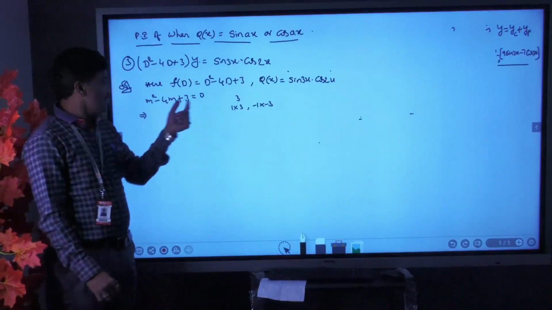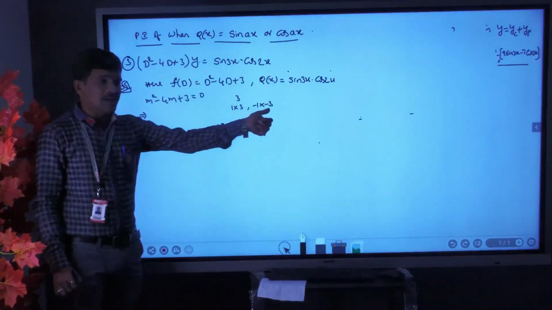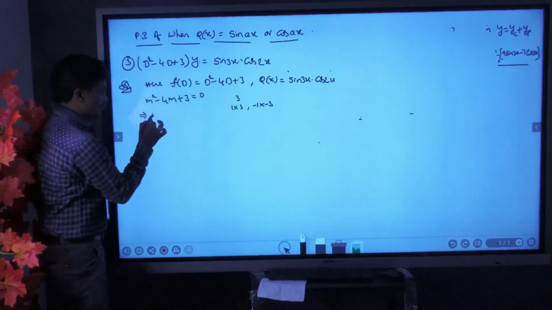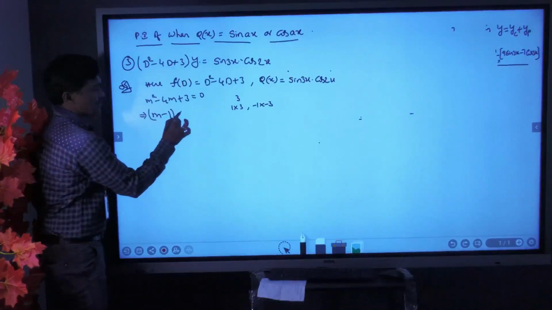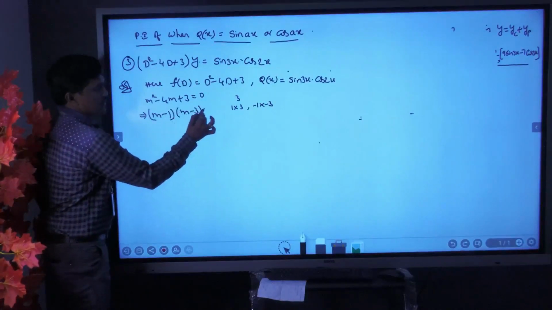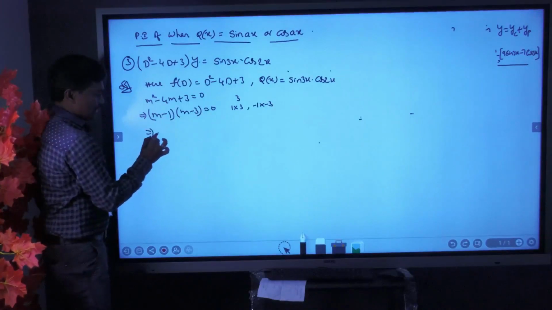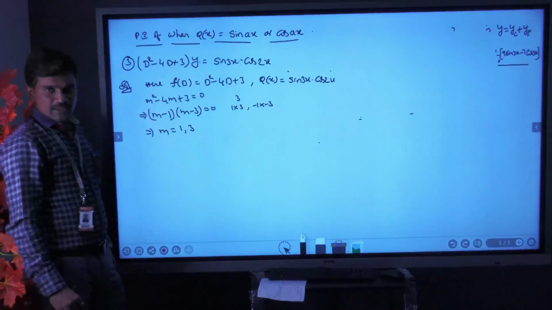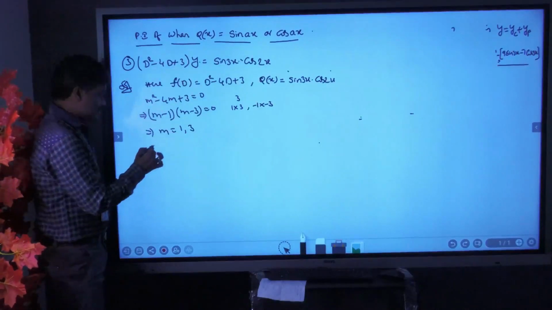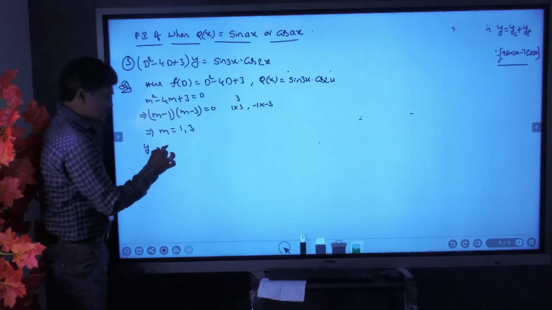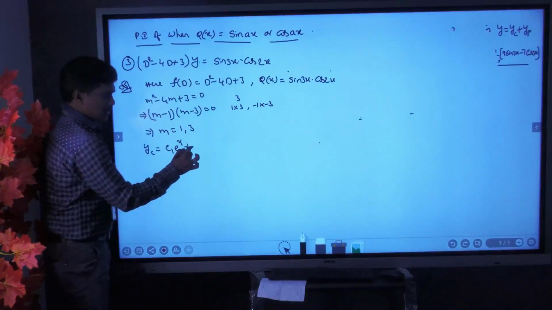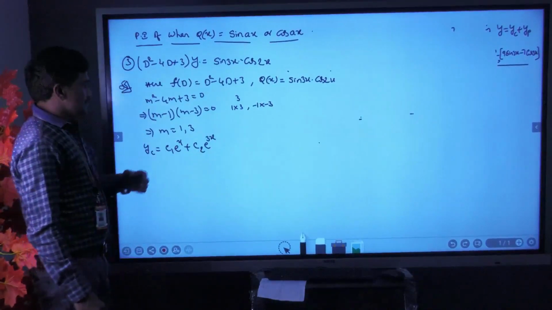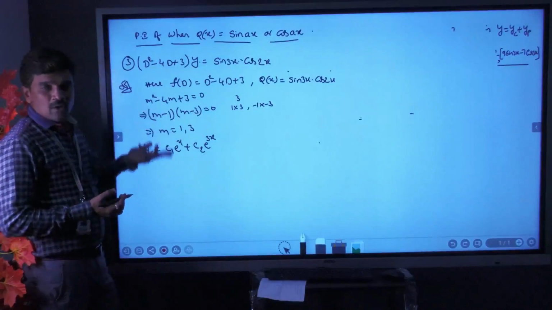What is possible here? Here we have minus 4, so we have to take minus 1 and minus 3. So write the factors: m minus 1 into m minus 3 is equal to 0. We get m is equal to 1, 3. So here also we have distinct roots. For distinct roots, the solution yc is c1 e power x plus c2 e power 3x, right? This is common for finding the complementary function.